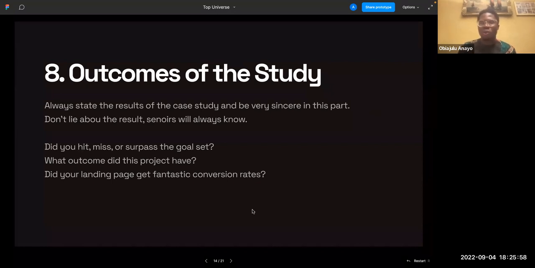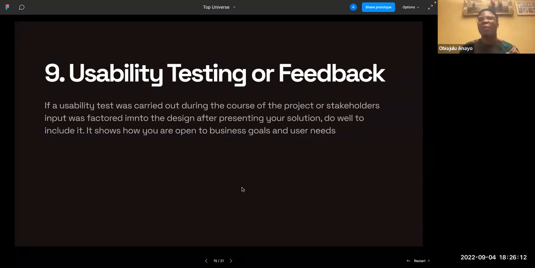For example, let's say your goal in the beginning of the case study is to create adoption of Web3 products in Nigeria, right? How has your design been able to solve that problem? So now, another thing is usability testing or feedback. If you have a usability test that was carried out in the course of the project, please state the result of that usability test, right?